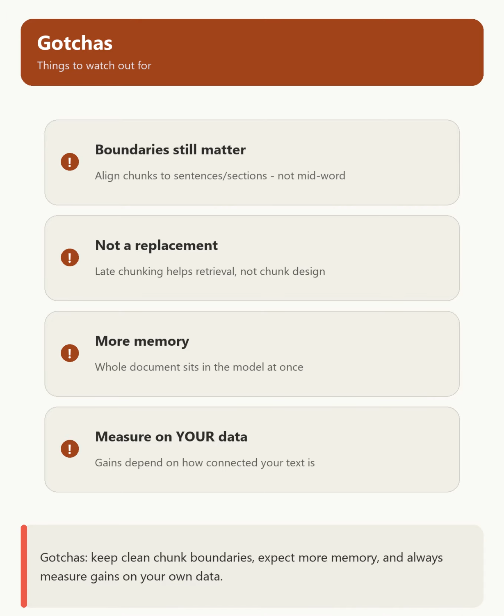Late chunking helps retrieval quality, but it does not replace good chunk boundaries. You still want chunks aligned to sentences or sections, not cut in the middle of a word. It also uses more memory during embedding because you hold the whole document in the model at once. Measure on your own data, because the gains depend heavily on how connected your text really is.